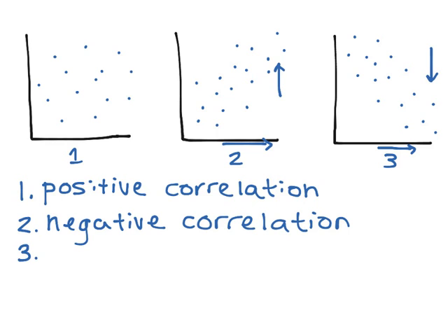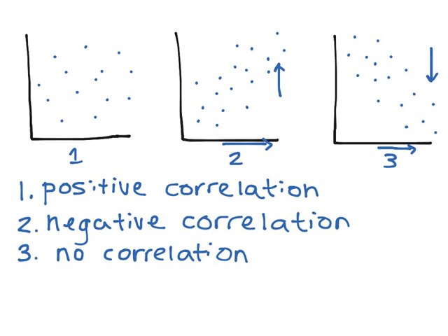Our last term is no correlation. We see this in graph 1. There is no overall upwards or downwards trend to any of the points. They're just kind of arranged in a mess around the graph.